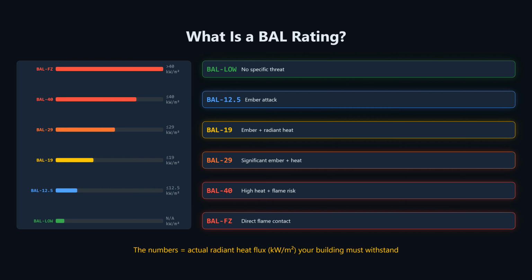BAL 12.5 means up to 12.5 kilowatts per square meter, mostly ember attack. BAL 19, BAL 29, and BAL 40 increase through moderate to very high radiant heat exposure. And then there's BAL-FZ, the flame zone, where direct flame contact is expected. Here's the critical insight most people miss: the numbers in each rating are the actual radiant heat flux your building must withstand. BAL 29 means 29 kilowatts per square meter. Later, we'll see what happens when buildings face heat loads they weren't designed for.